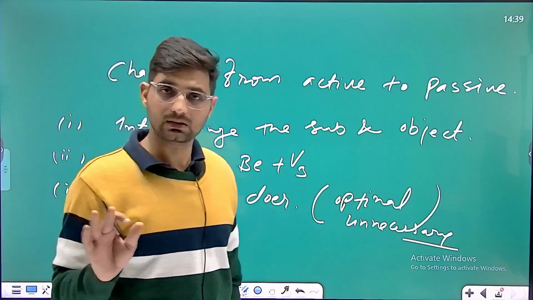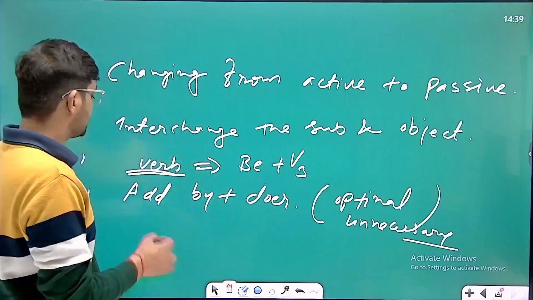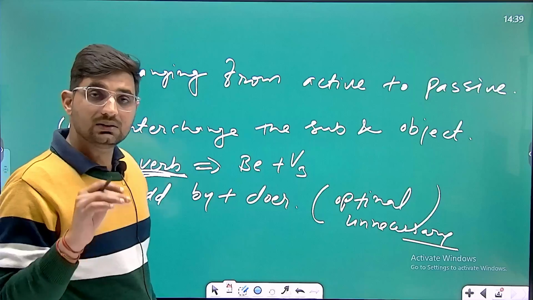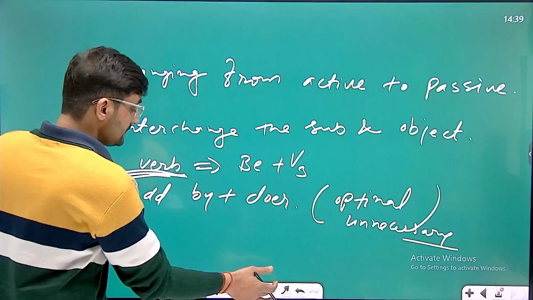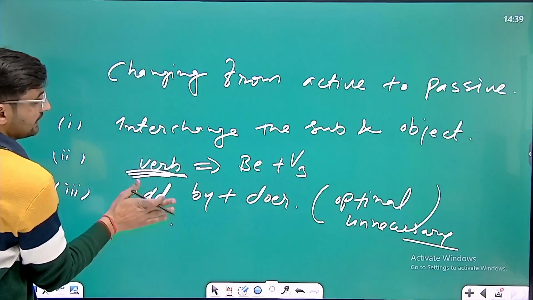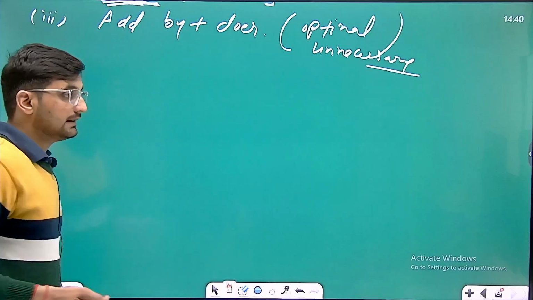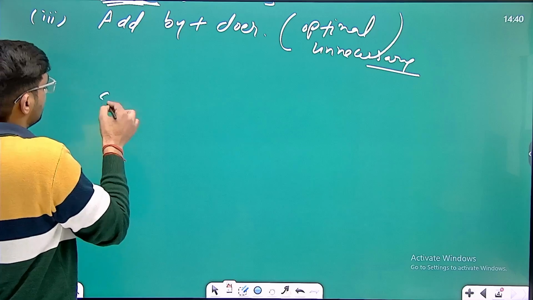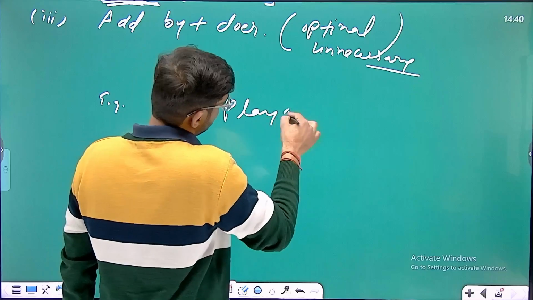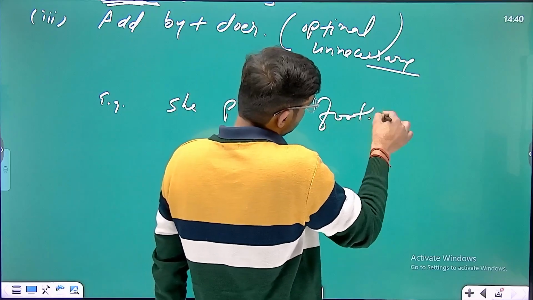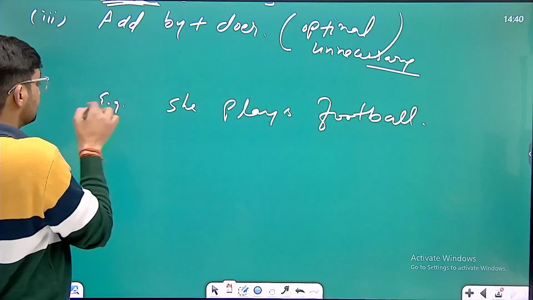It doesn't matter. Clear? It doesn't matter whatever the tense is there. Okay, we don't care about the same. Whatever the verb is given there, you need to change the given verb into be plus V3. Clear? So take some example. Let's take some example. Clear? So if we take the same example or any other one, like if I say she plays football, she plays football. Yeah. So first thing I have told you, this is active voice. Okay.